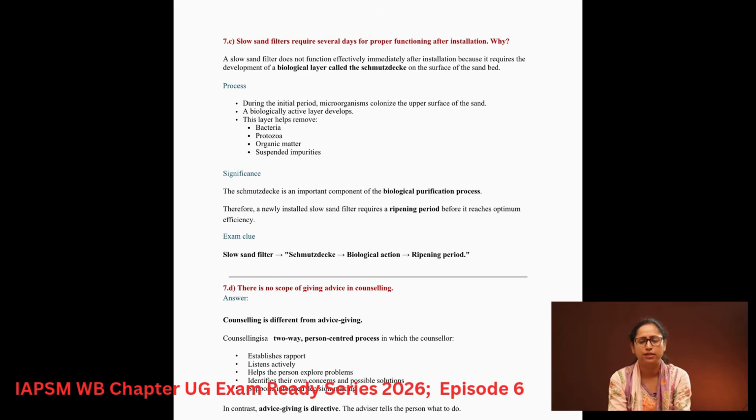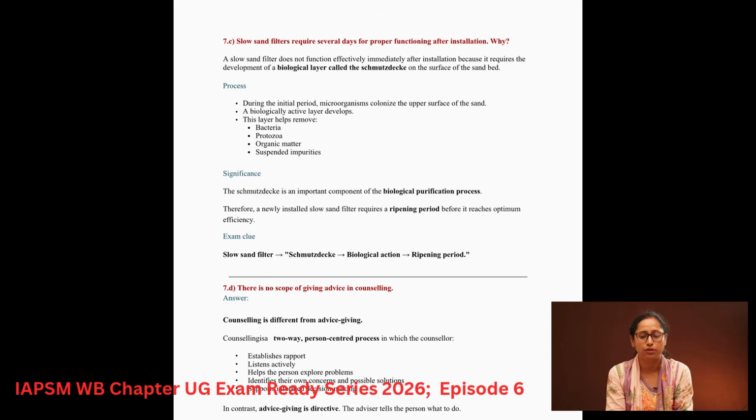You can write 2-3 lines that during the initial period the microorganisms colonize the upper surface of the sand, and then the biologically active layer is developed. This layer helps to remove the bacteria, protozoa, organic matter and suspended impurities, thus disinfecting the water in the filter. The significance is that this biological layer is the most important component of the biological purification process. Therefore, a newly installed slow sand filter requires a ripening period.